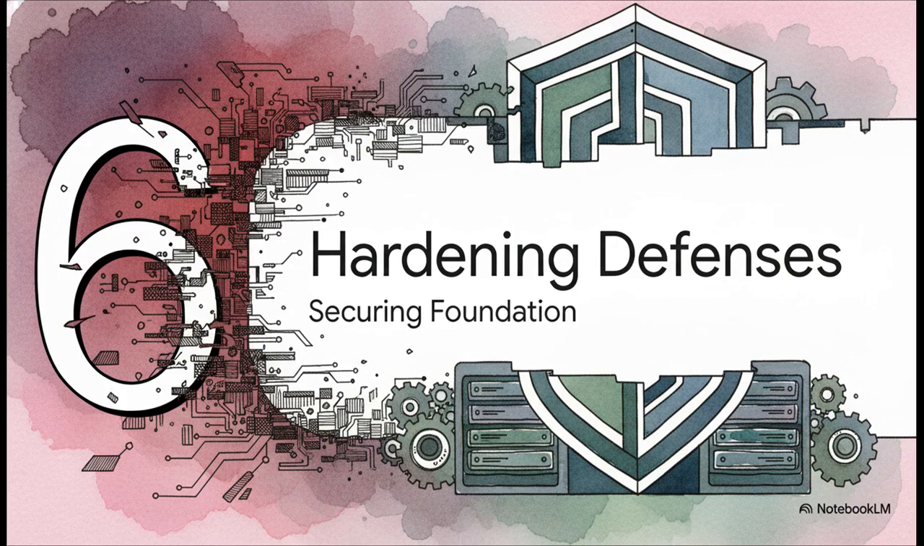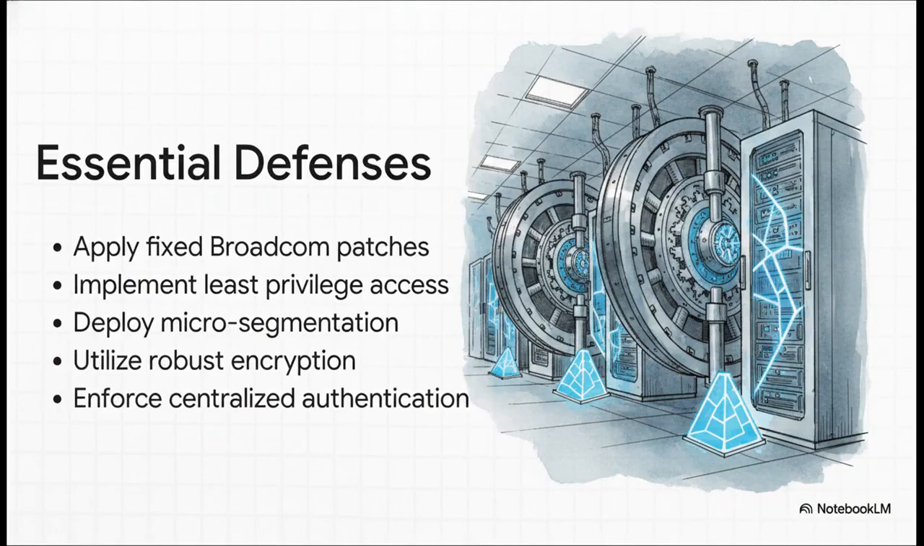Finally, part 6, hardening defenses, securing the foundation. So the big question, how do we actually stop this? Well, Broadcom has explicitly stated there are 0 workarounds for that severe 8.5 vCenter SMTP bug. None. So first and foremost, you absolutely must apply the fixed patches immediately. But patching alone isn't enough. You need true defense in depth.